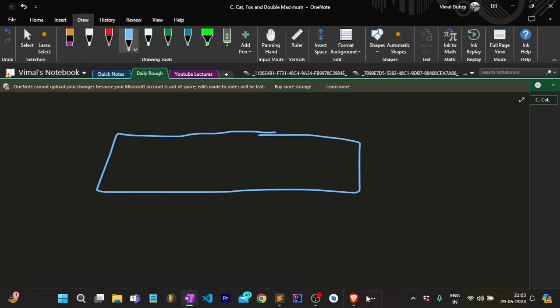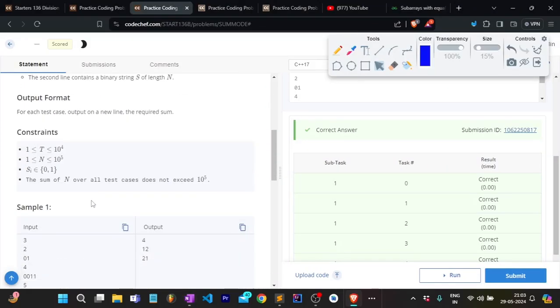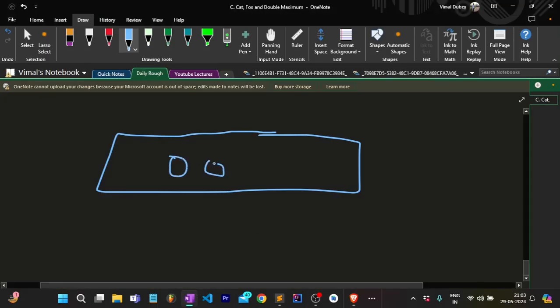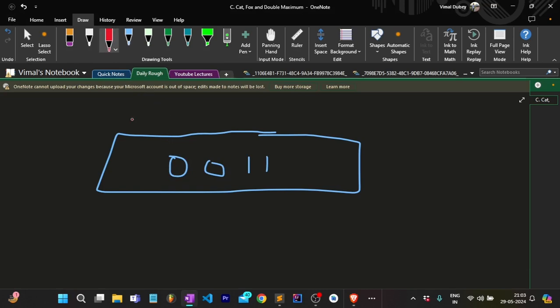Okay, how to do that? First of all, let's try to dry run a test case. Let's suppose this is a test case 1 0 1 0 1. Or for example, for simplicity, we will take 0 0 1 1. Now in this case, they want us to calculate the mode of each substring of the given string. Okay. First of all, this will be a substring. What is the mode of this? The mode of this will be 1 because there is one character which is appearing most frequently.